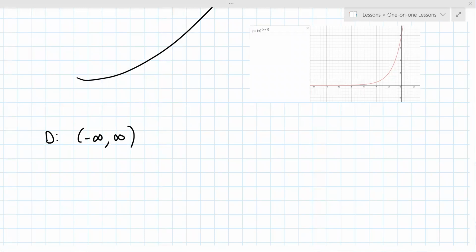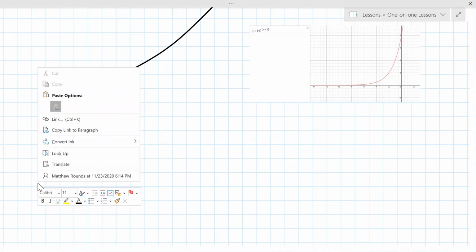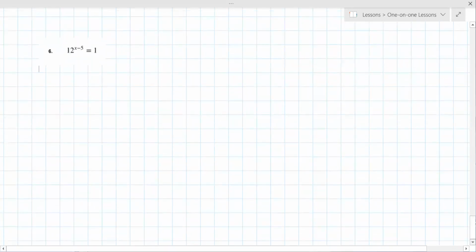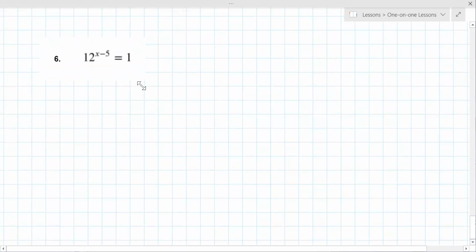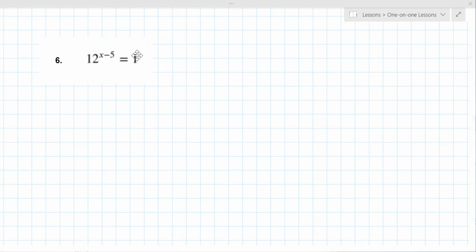Okay, number six. Solve each equation without a calculator. So we're moving on to something totally new, but it's related to the previous stuff, I suppose. We should start with 8 or 7. Let's start with 8. I'm actually surprised at the order of these.